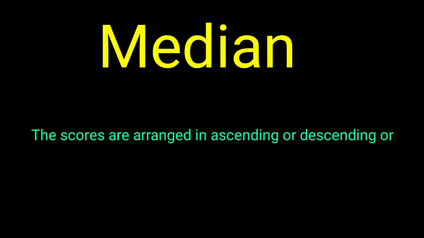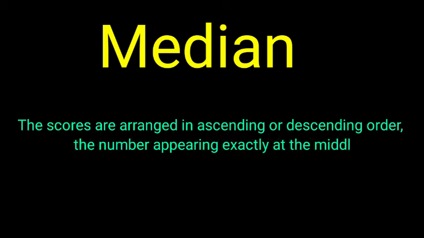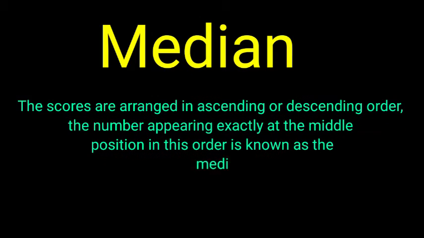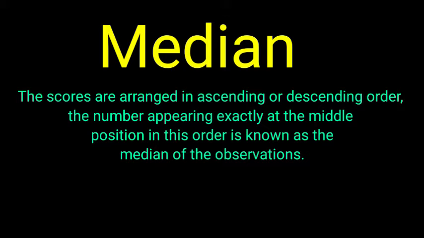Now let's learn median. The scores are arranged in ascending or descending order. The number appearing exactly at the middle position in this order is known as the median of the observations.